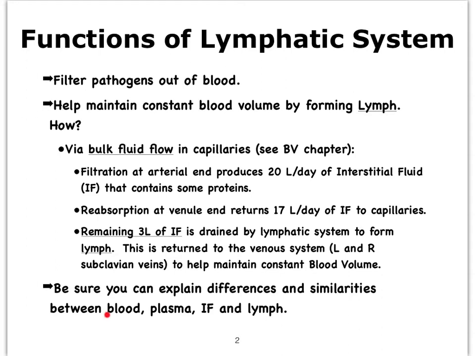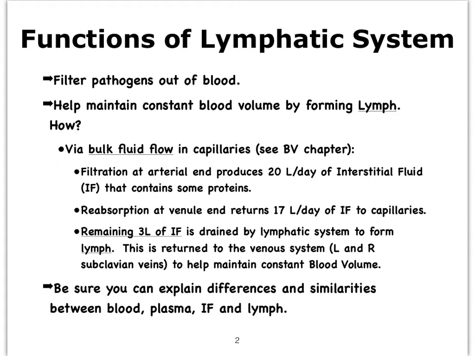So if we compare blood with plasma, interstitial fluid, and lymph, clearly the big difference between blood and plasma is that the plasma is the matrix of our blood, the extracellular material. So it's everything except for the formed elements, except for the red blood cells and the platelets and the white blood cells. The difference then between plasma and interstitial fluid and lymph is not much. The one thing that we will find in interstitial fluid and in lymph that we do not find in plasma is the presence of white blood cells.